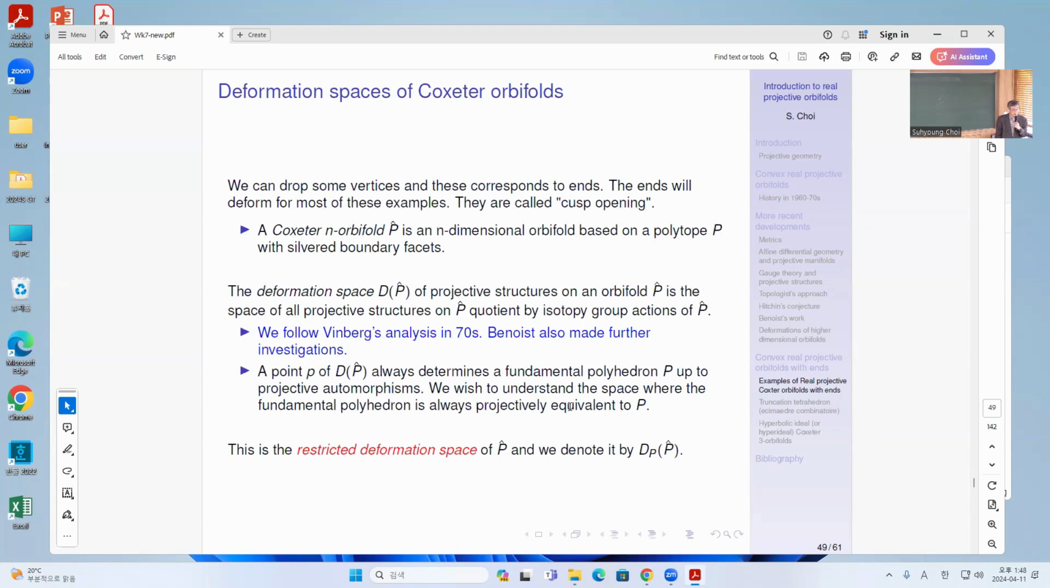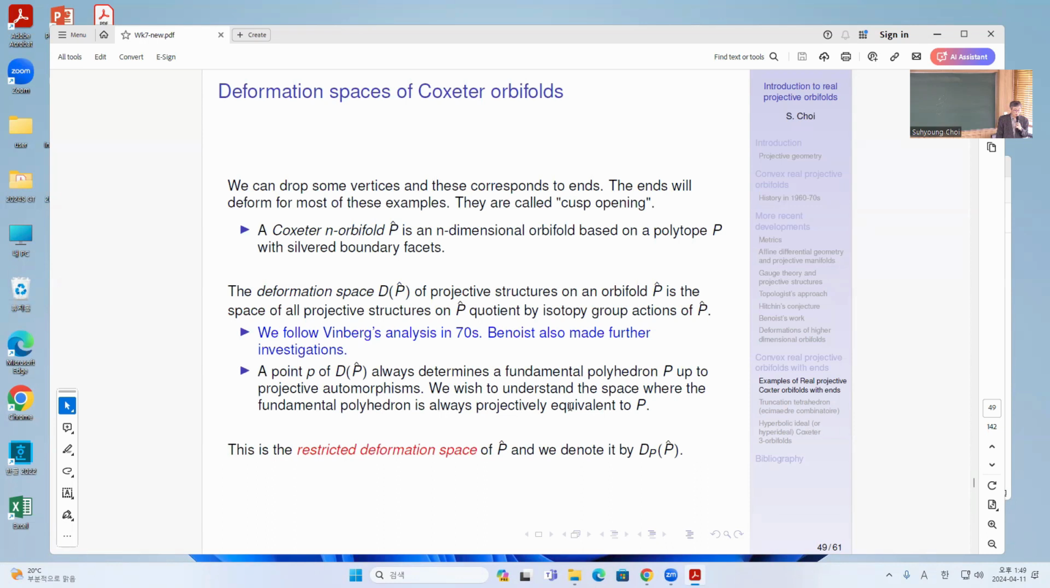For the points of P hat, we can always determine this fundamental polytope P. Of course, if you're given a projective structure, the P will be determined, but you can start with any topological P and then ask the question whether it will admit this kind of convex projective structure, by making the P into a Coxeter orbifold first.